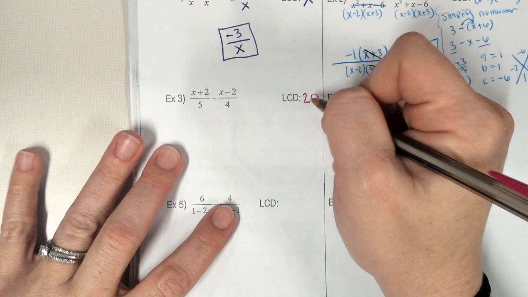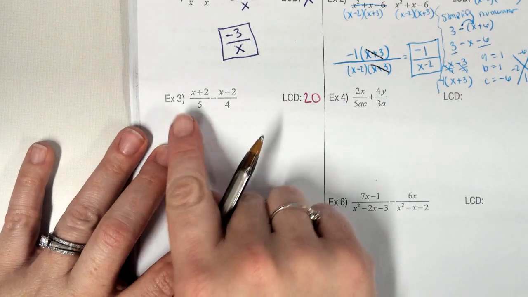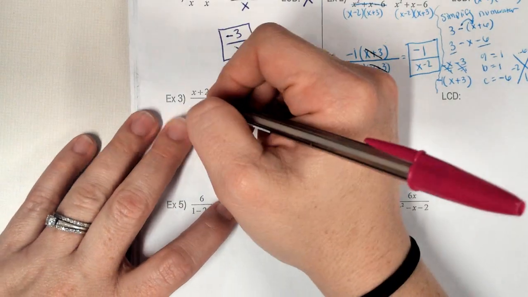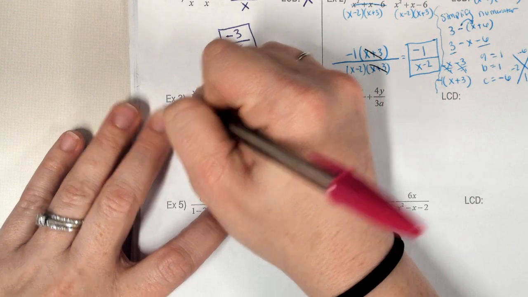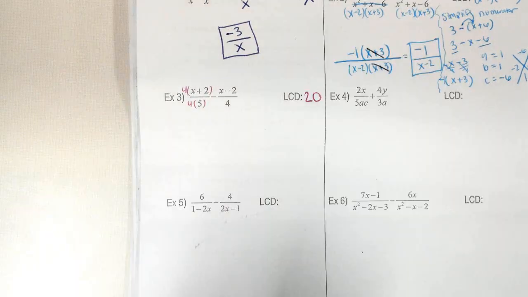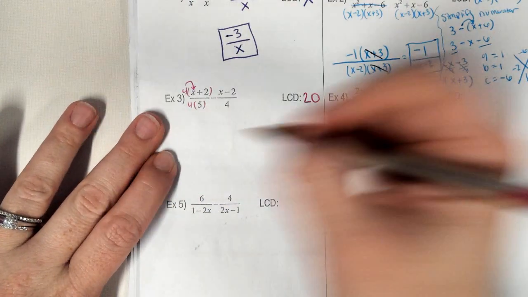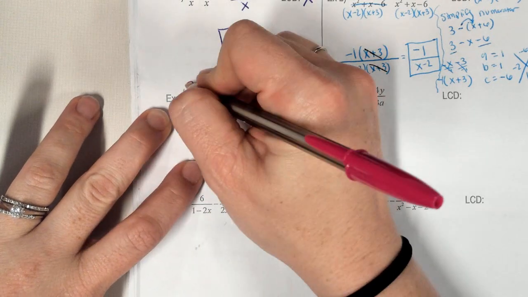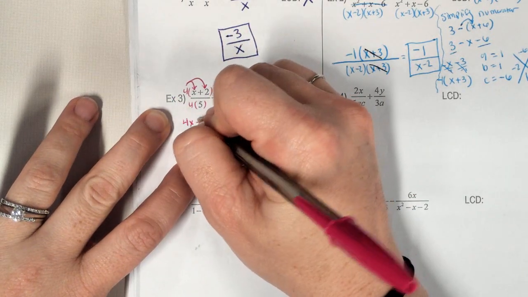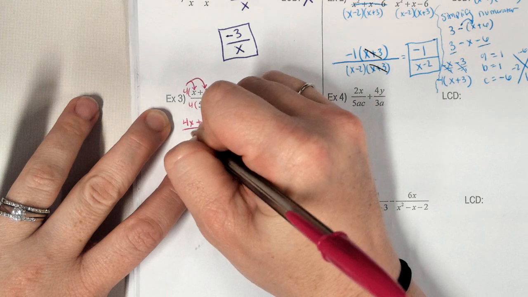Okay, so we need to make our denominators be 20. How do I turn a 5 into a 20? Times 4. What I do to the denominator, I have to do to the numerator because that's what keeps it equal. So what's 4 times x? And 4 times 2? Over 20.